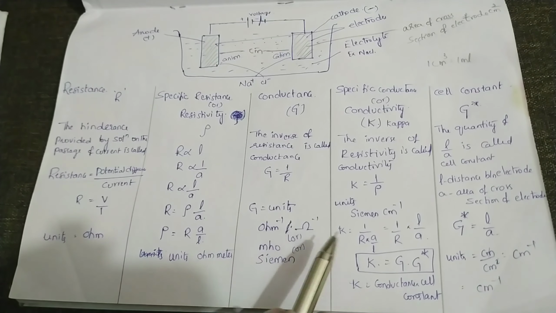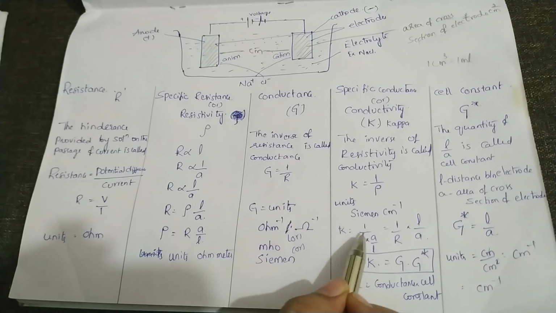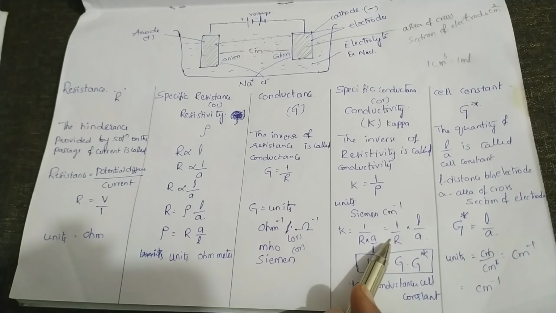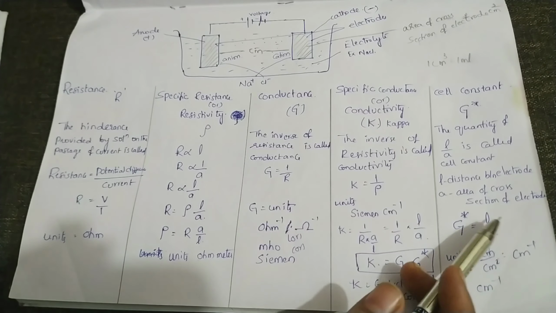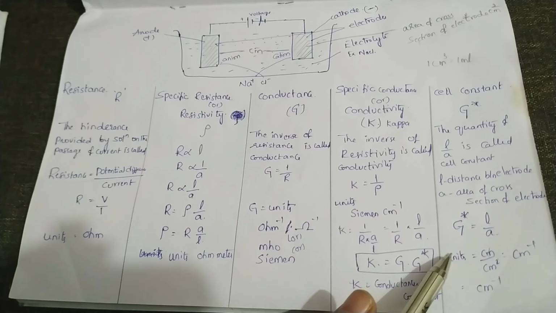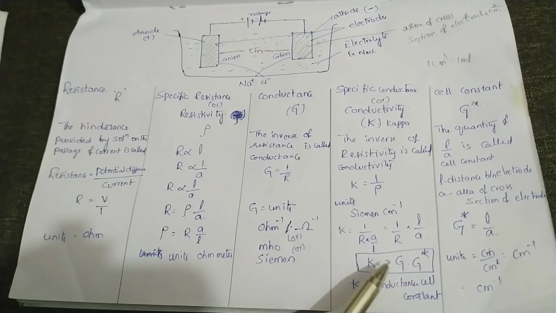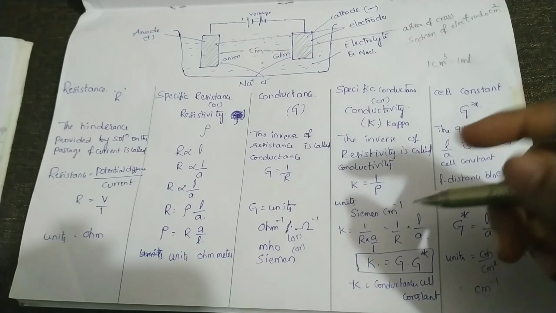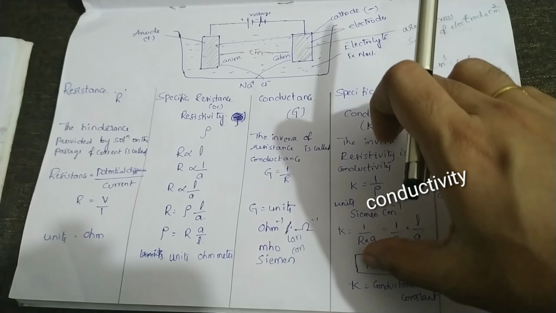Rho value is R into A upon L. So we will write 1 by R, L by A. 1 by R means conductance, that is G. L by A means G star, that is cell constant. So conductivity K is equal to conductance into cell constant. What are the units for conductivity? Ohm inverse centimeter inverse.